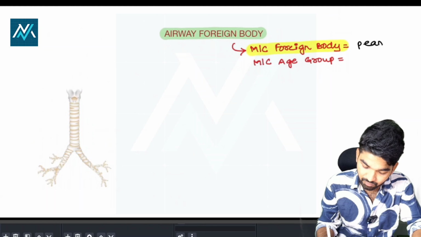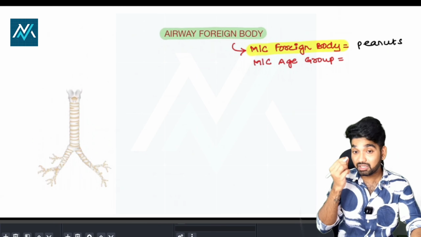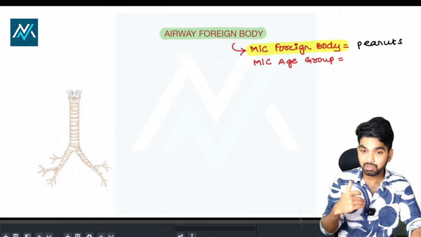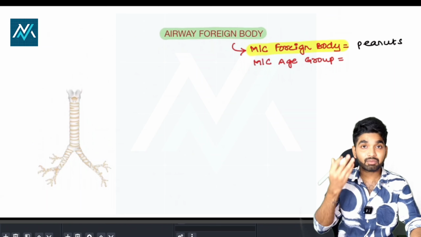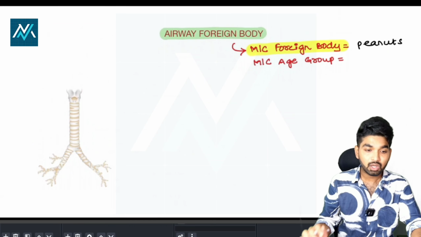The most common foreign body is, can anybody tell me? Peanuts. Very important. Children keep peanuts in the mouth and they aspirate them. Some children also keep them in the nose, and they aspirate them.